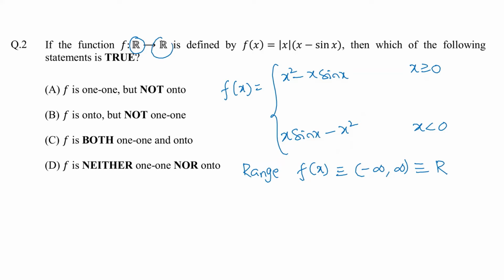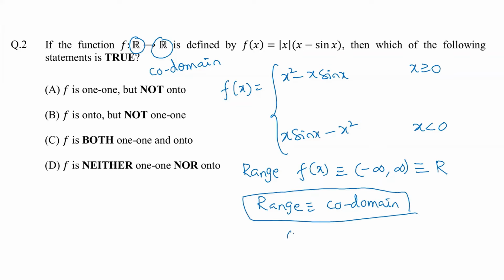And in the question also they have given the codomain of this one as real numbers, and the range is also going to be real numbers. So here we got range is going to be equal to codomain, and everyone knows this one. When range is equal to codomain, the function has to be onto function, right? So that is one property that we got here, the function has to be onto.